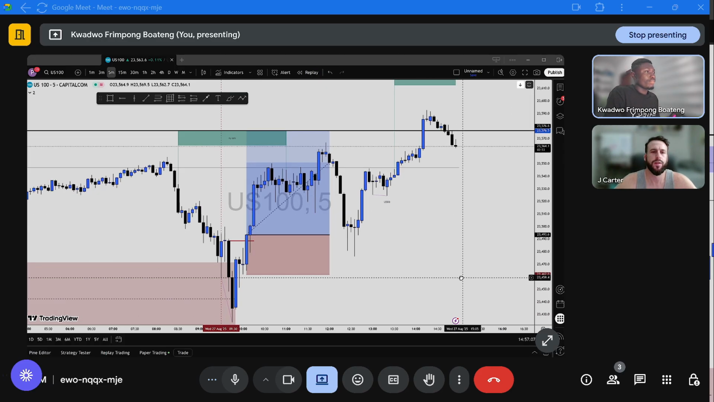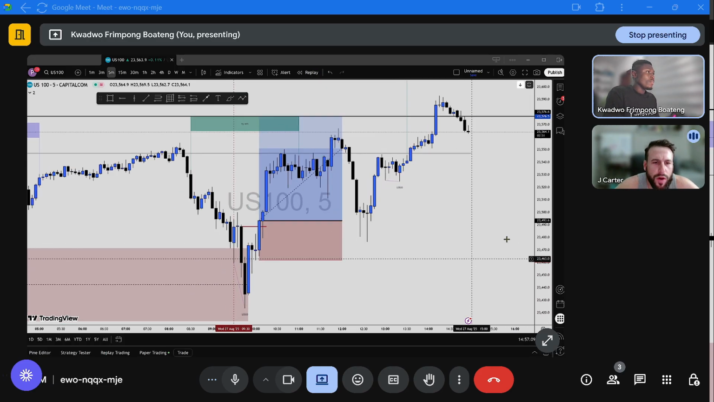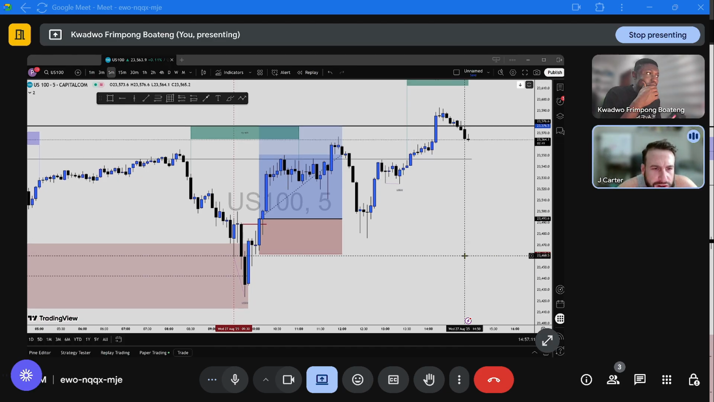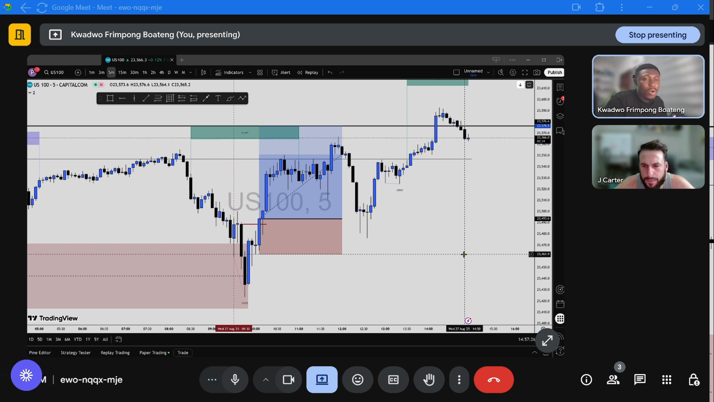So where it reversed, you see where it didn't hit our target, it started going right at the end of your blue. Yeah. And reversed. I'm that type that I don't like going break even. I either take full loss or full profits. Yeah, I don't like taking break even.